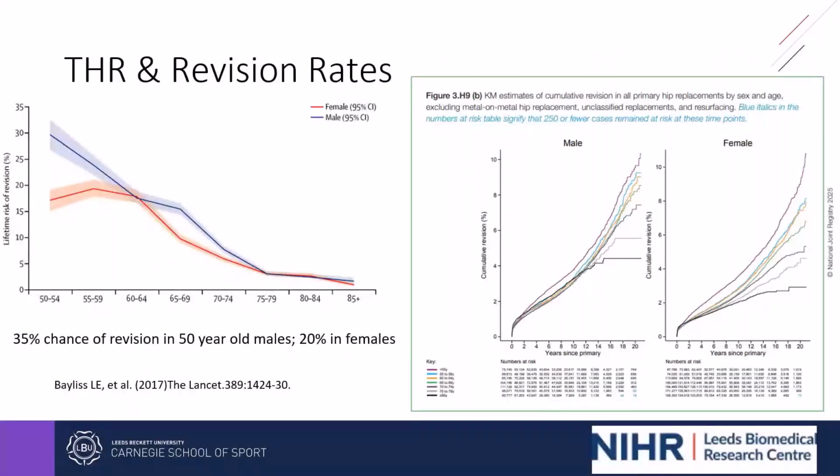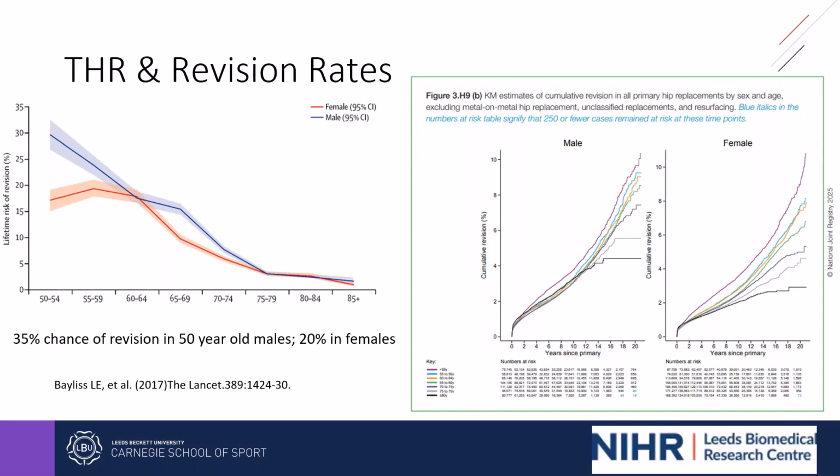So if we're looking at the lifetime revision risk of patients, we can see there are differences between males and females, and also differences between different age groups as well. And this was a study done by Bayliss in the Lancet in 2017. And using the most recent data from the National Joint Registry in 2025, we still see those differences exist. So we still see a different revision rate across males and females, and over those different age categories too.